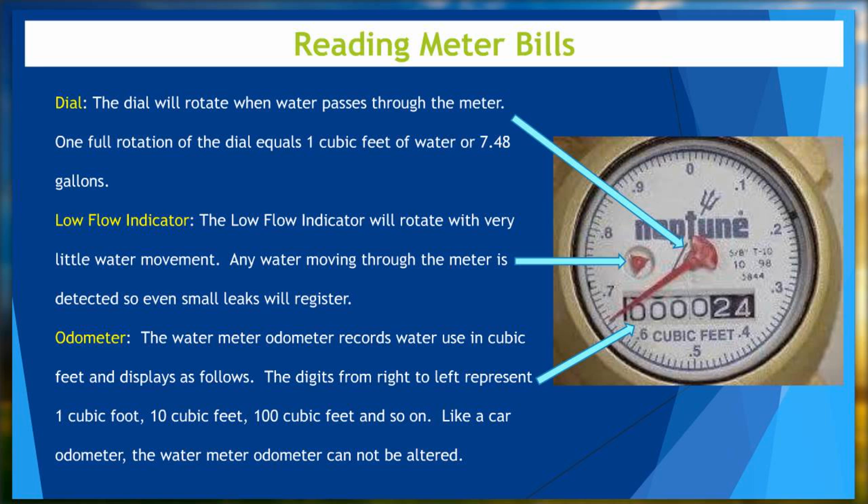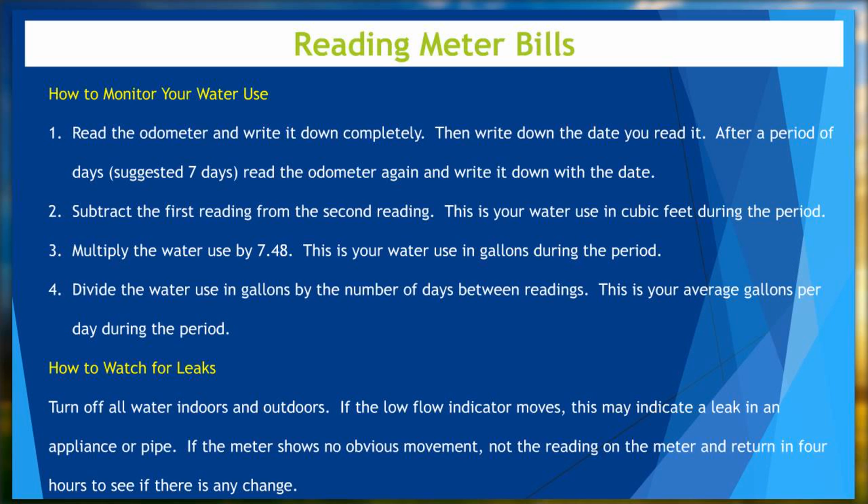And then finally is the odometer, similar to what we see on a car. The water meter odometer records water use in cubic feet and displays as follows. The digits from right to left represent 1, 10, and 100 cubic feet, and so on and so forth. And like a car, the water meter odometer cannot be altered. So this is how we're able to gather data about our water usage.